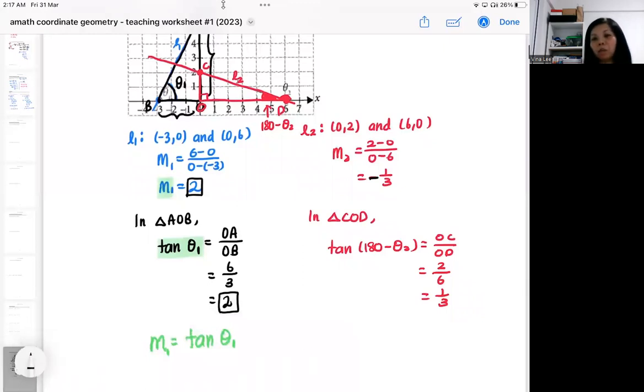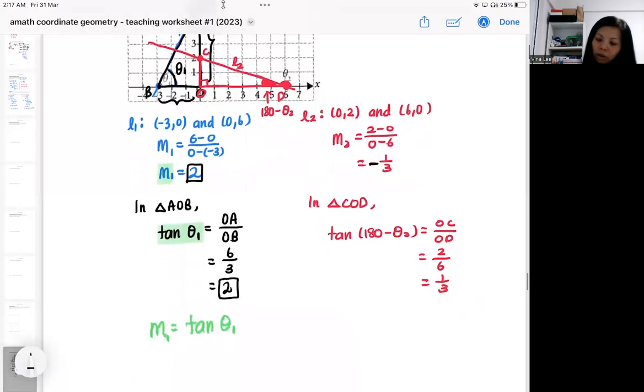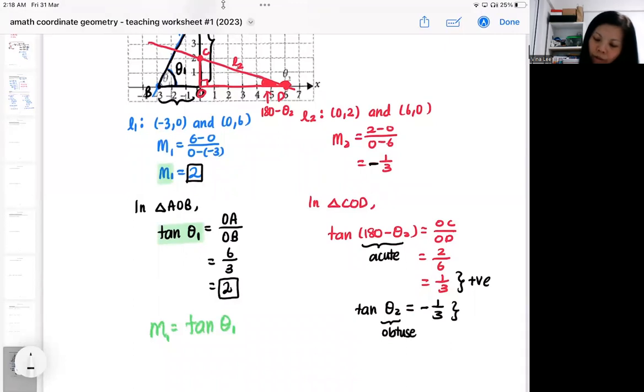So you realize that now there's a difference between the two. One is negative and one is positive. Because of some trigo knowledge that I'm not able to explain here, I will know that tangent theta 2 is actually equal to negative 1/3. So this part is the acute angle. Acute angle will have positive ratio. So this is the obtuse angle. Obtuse angle will have a negative ratio.